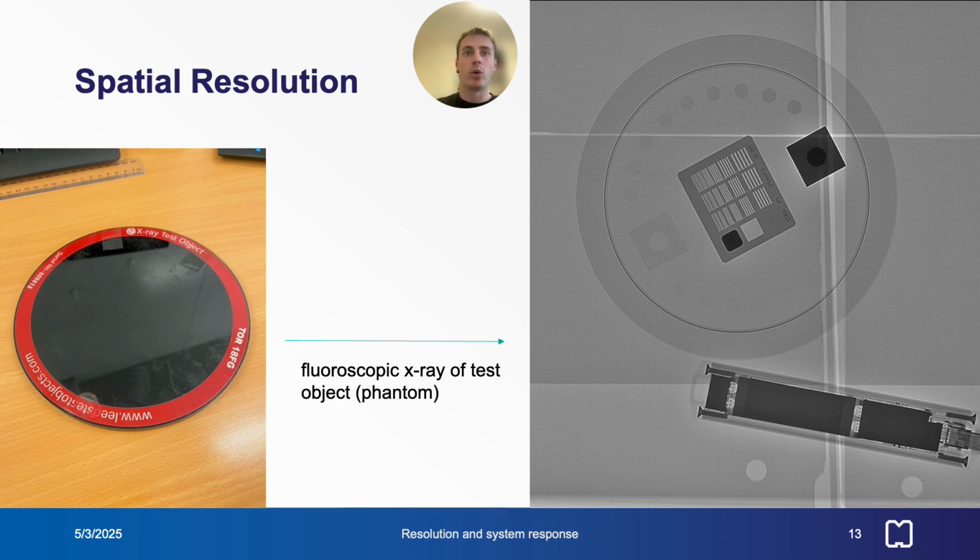As another example, you can see on the left the phantom for fluoroscopy, and on the right an image of that phantom. Again, this shows the line pairs on fluoroscopic X-ray imaging, allowing us to determine the resolution of our system.